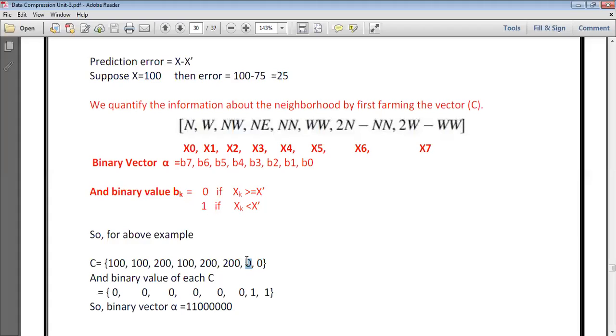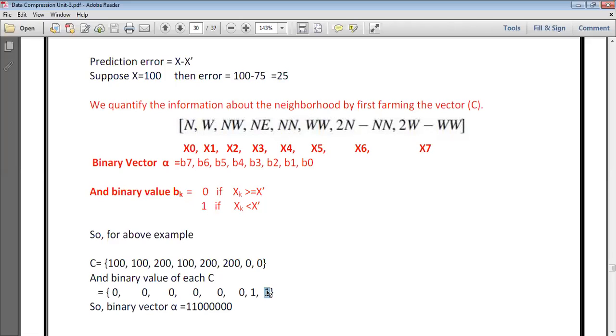Let us see this 0. So we know that for 2n minus nn, the vector value is 0, and the corresponding binary value of 0 is 1. How will we calculate it here? If xk, which is 0, is less than 75, the condition is satisfied. If the condition is satisfied, then the binary value is 1. So this one is a 1. Again, we apply the same process and we find the binary value is 1. So we find the binary values with respect to the vector values.